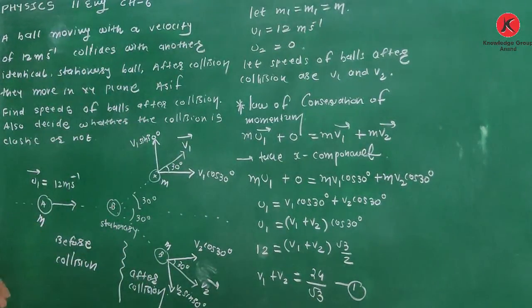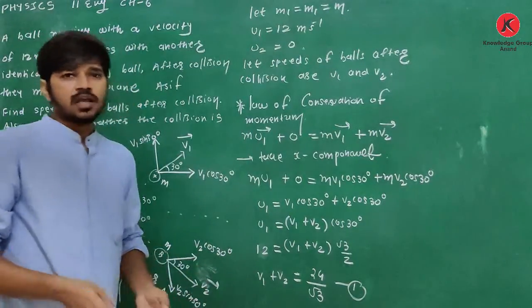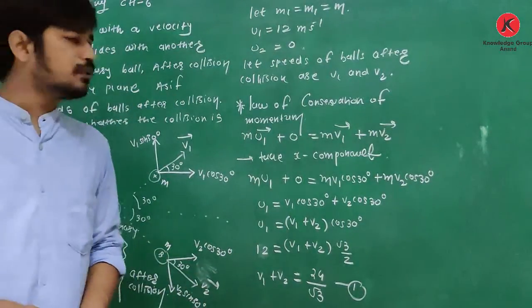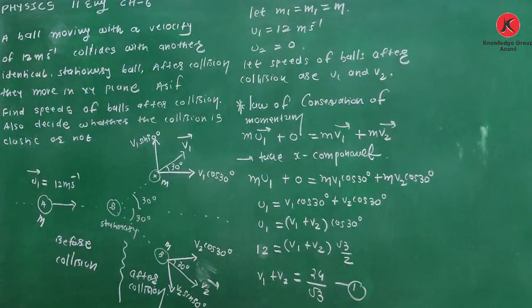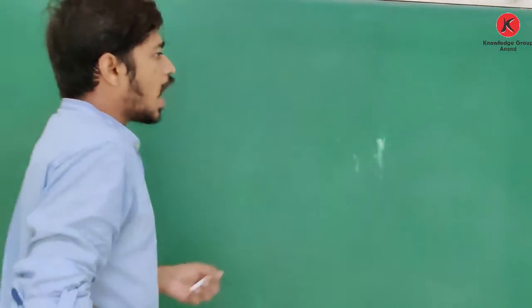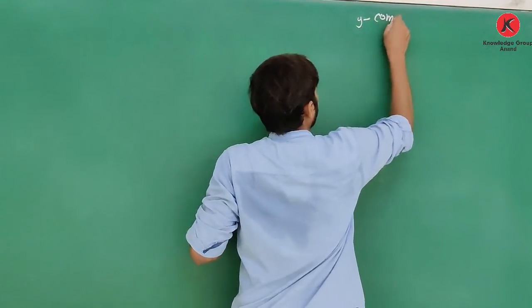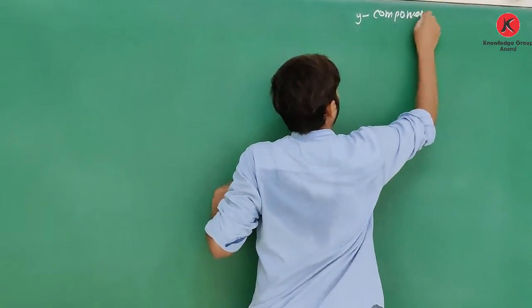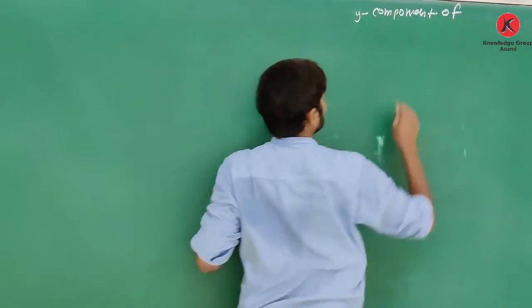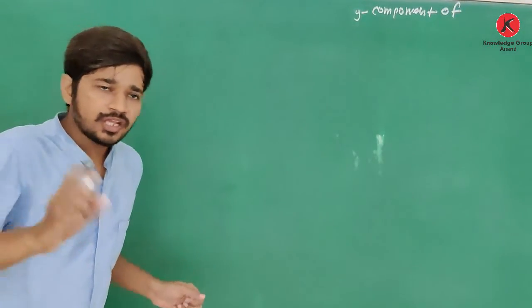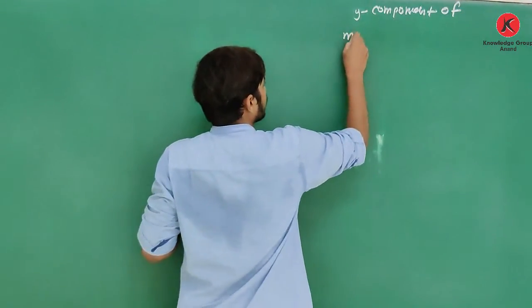Now, we have to find v1 and v2, but we have only one equation. So according to maths, you have to obtain another equation. How to obtain another equation? Yes, we have considered only x. Now, how to take the y component? See, we will take the y component of the equation.